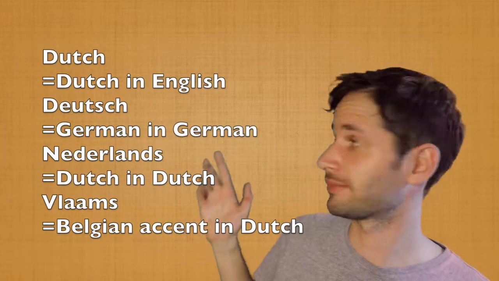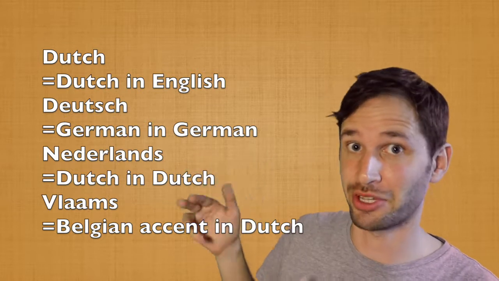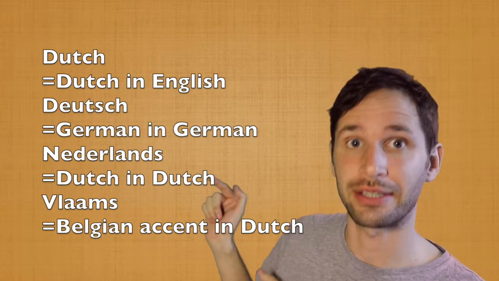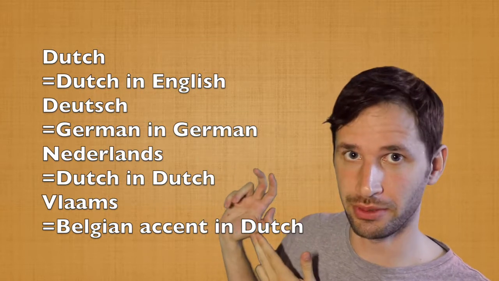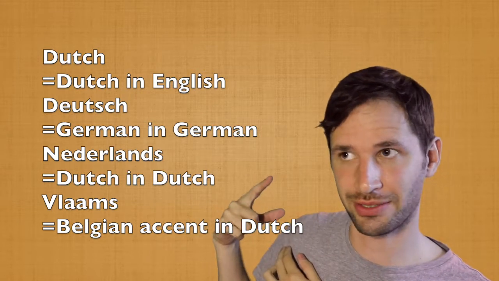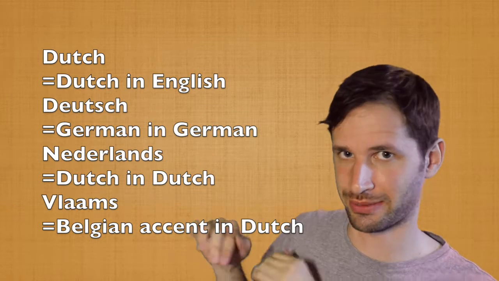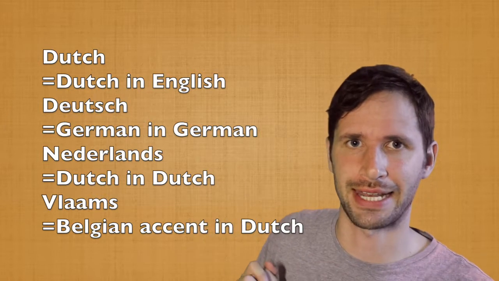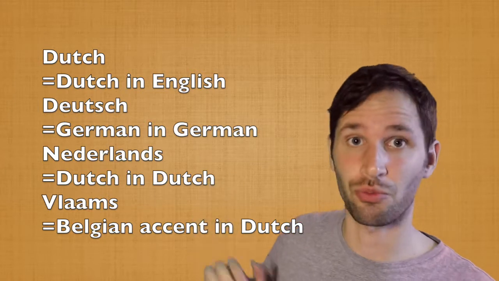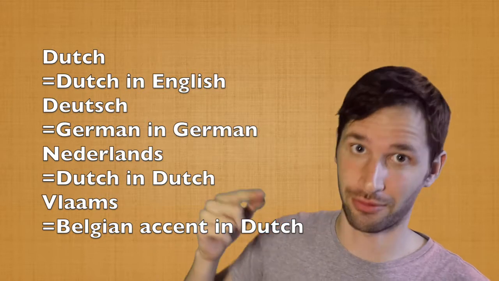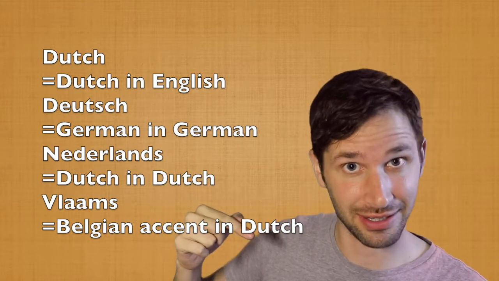All right? So, let's sum it up. What is Dutch? Well, that's Dutch in English, the Dutch language spoken in Belgium and the Netherlands. What is Deutsch? That's German in German. German has not much to do with Dutch, because if you know Dutch, that doesn't mean you understand German, and the other way around also. It's two different languages, even if they are a bit similar. And what is Nederlands? Well, that's Dutch in Dutch. And what is Vlaams? Well, that's the accent from Belgium in Dutch.